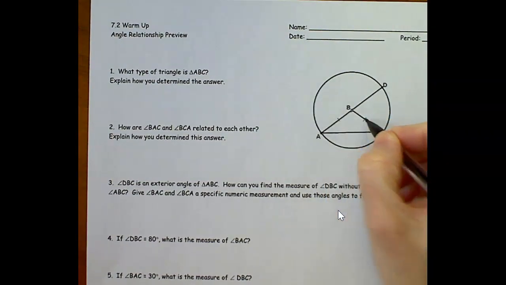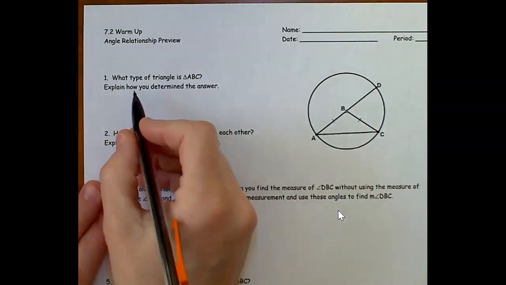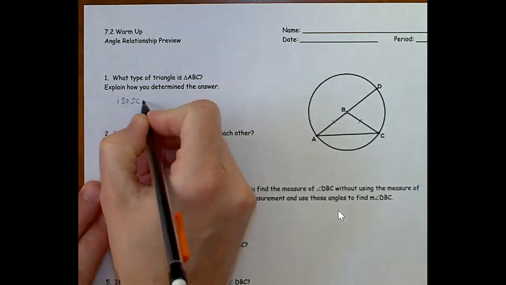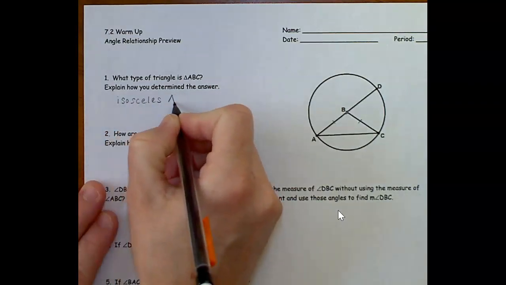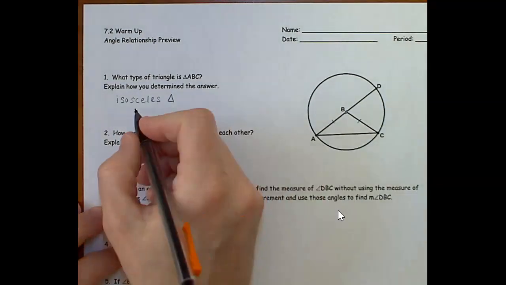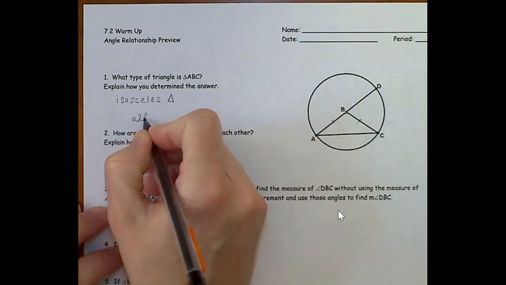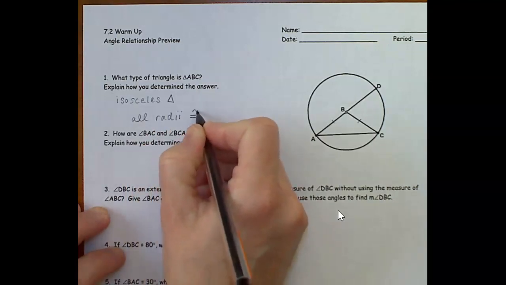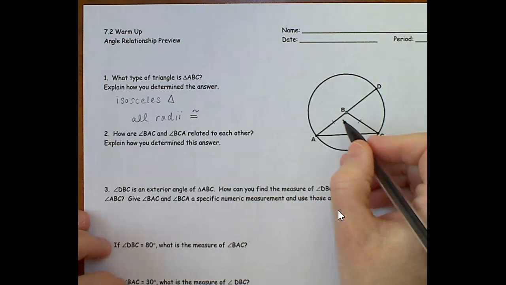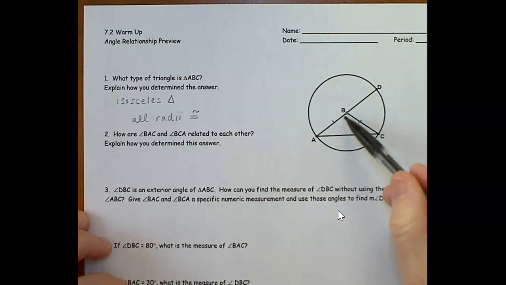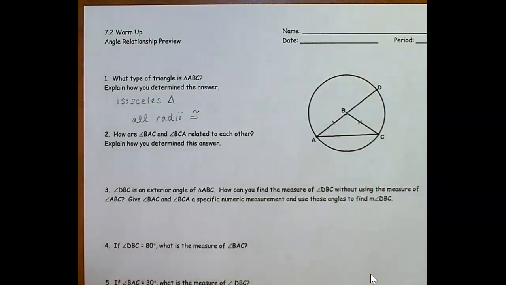This is an isosceles triangle, and the reason why, so if they wanted to know what type of triangle that is, okay, triangle ABC is going to be an isosceles triangle. And the reason why is because back when we were doing proofs, one of our reasons was all radii are congruent. So BA and BC are each a radius of the circle, so they are going to be congruent, therefore that's going to make it isosceles. So that was the first thing they wanted to know.